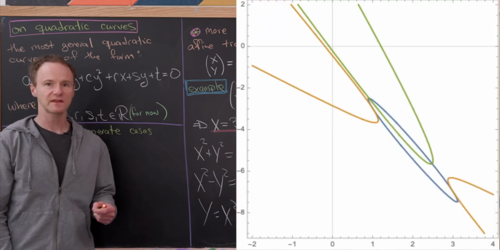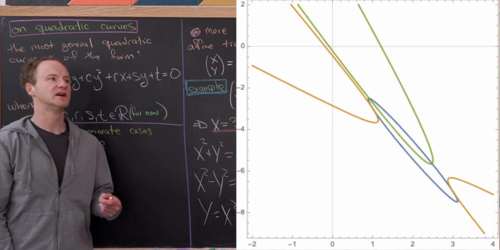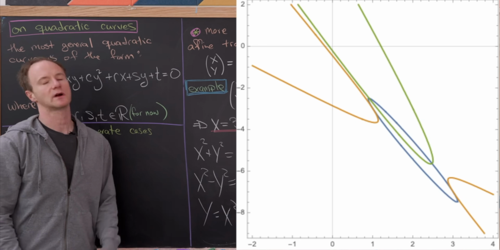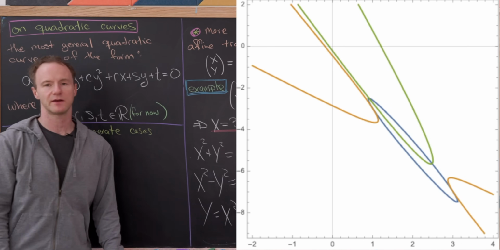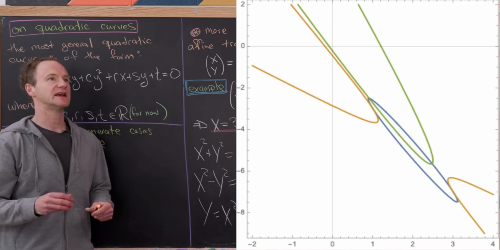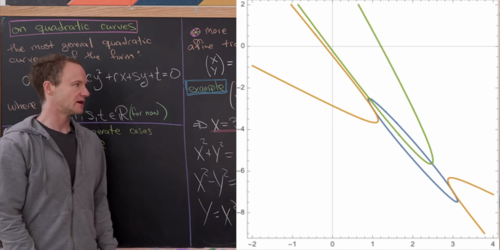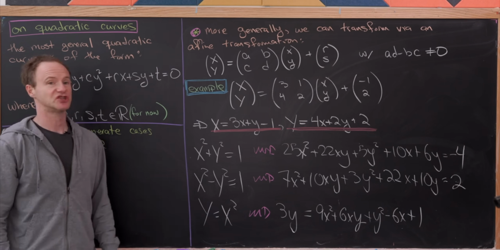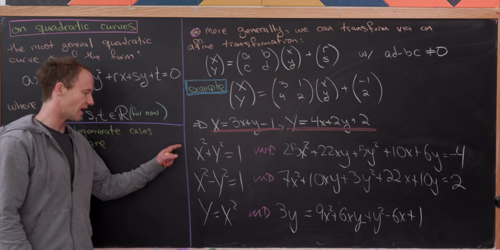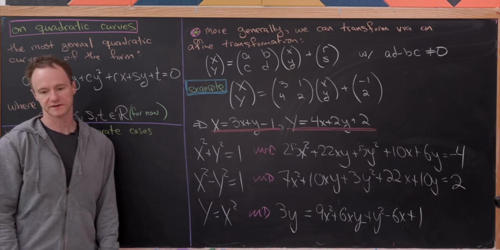And one thing that you might notice here is that the shifted and stretched, or I should say transformed, unit circle and unit hyperbola have this nice tangent property that's inherited from the tangency property of the original curves.